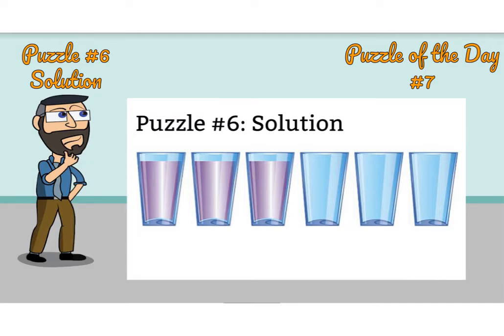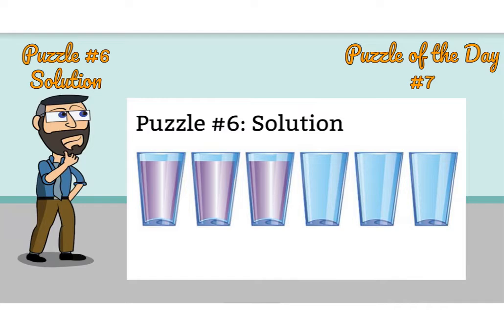Hey everyone, it's Miss Kirkinides, and I wanted to go over the solution to puzzle number 6 that Mr. G put in his video of the Daily Dose of Math yesterday, which was about the 6 glasses where 3 had grape juice and 3 were empty. The one rule was you were only able to move one glass, and you needed to end with a pattern of juice, no juice, juice, no juice, juice, no juice.